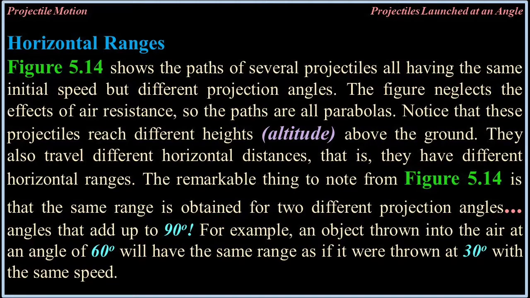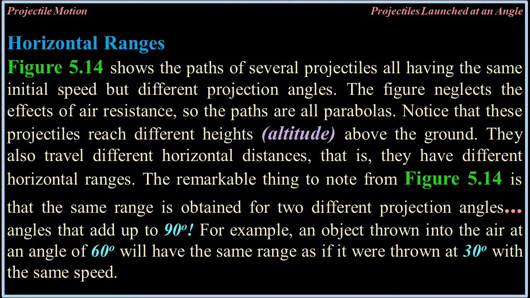The remarkable thing to note from Figure 5.14 is that the same range is obtained for two different projection angles, angles that add up to 90 degrees. For example, an object thrown into the air at an angle of 60 degrees will have the same range as if it were thrown at 30 degrees with the same speed.